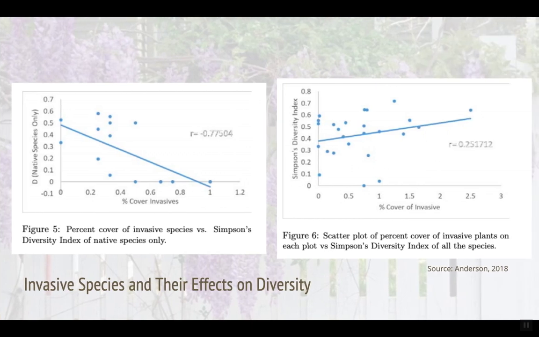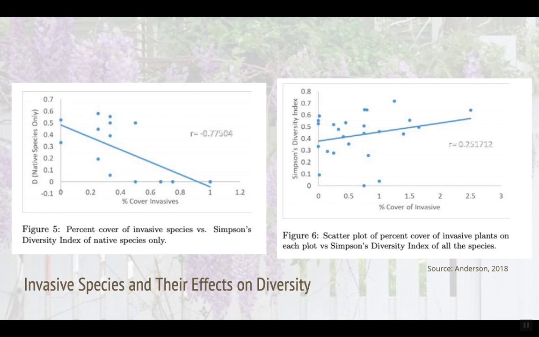This study from 2018 examines the effects of invasive species on local flora by measuring genetic diversity. Figure 5 shows that as the presence of invasive species increased, the genetic diversity of the native flora decreased. In Figure 6, overall genetic diversity was measured. As the presence of invasive species increased, the overall genetic diversity was also increased.